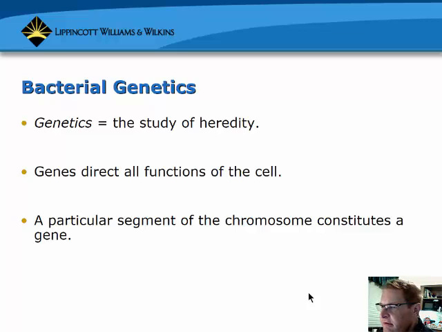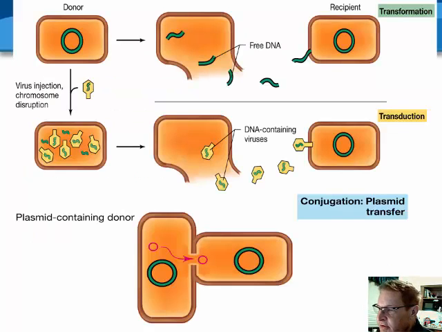Okay, today we're going to learn a little bit about bacterial genetics. Most simply put, genetics is a study of inheritance, and what you're doing when you're studying inheritance is you are looking at the genes of that organism. The genes of an organism are always going to be what directs all the function that that cell will be able to do.